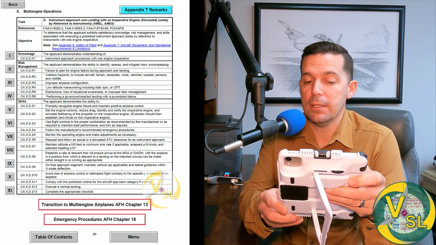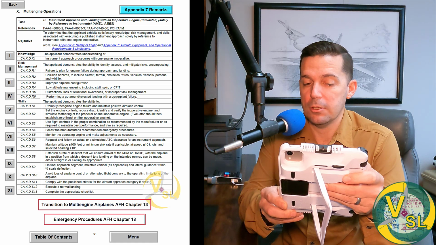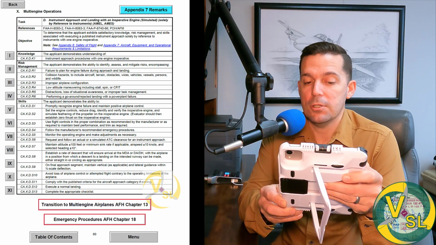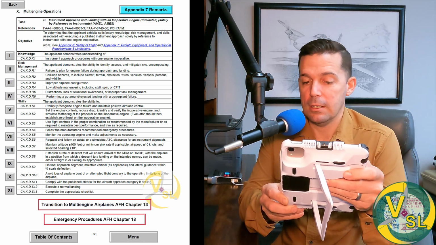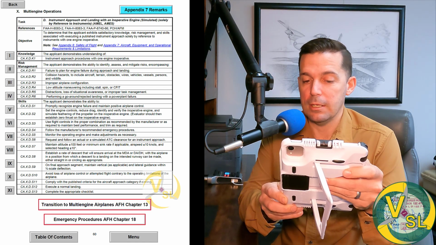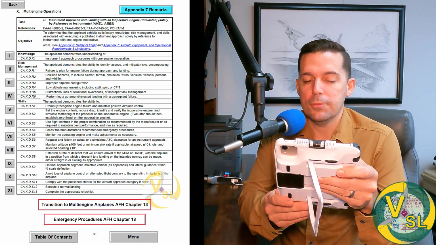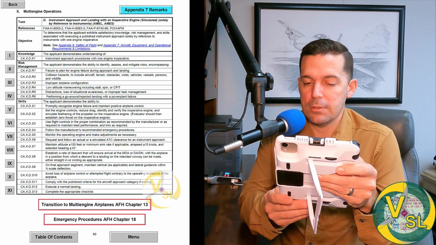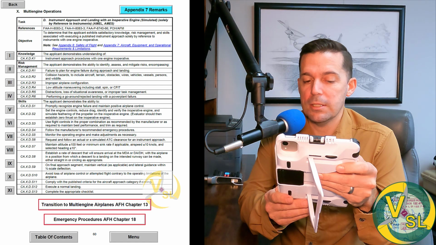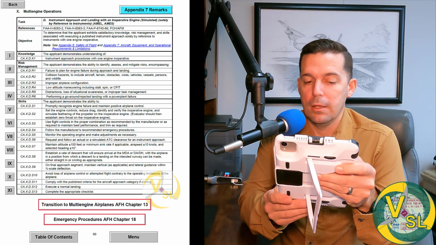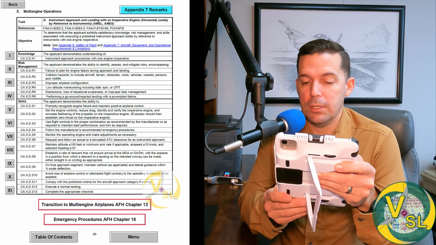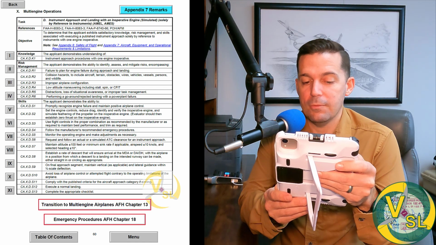Skill 1, promptly recognize engine failure and maintain positive airplane control. Skill 2, set the engine controls, reduce drag, verify the inoperative engine, and simulate feathering the propeller on the inoperative engine. I'll establish zero thrust then. Skill 3, use flight controls in the proper combination as recommended by the manufacturer or as required to maintain best performance and trim as required. Skill 4, follow the manufacturer's recommended emergency procedures. Skill 5, monitor the operating engine and make necessary adjustments.